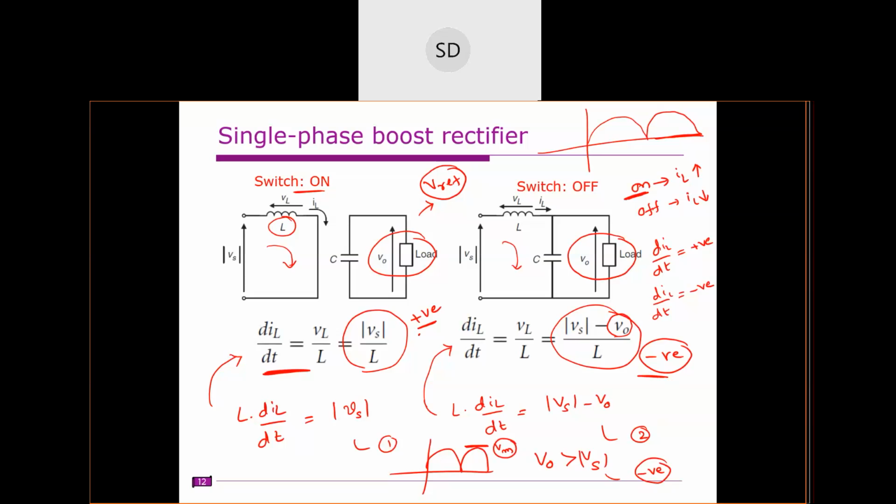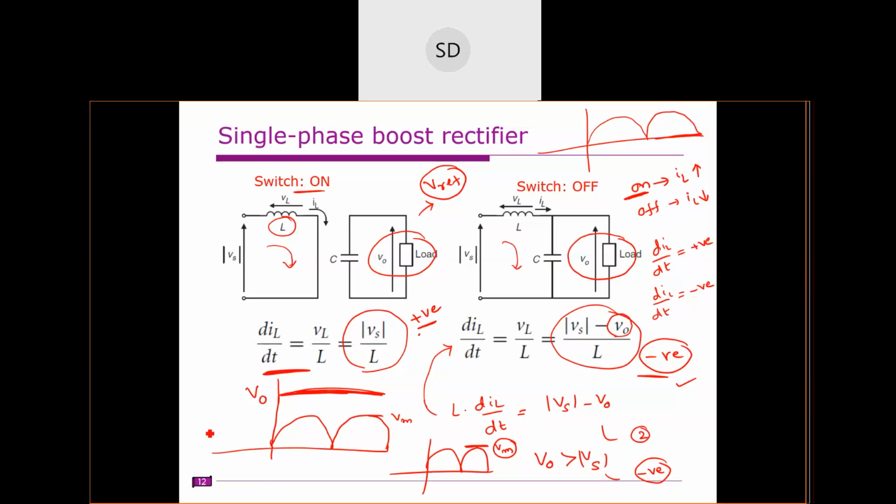So what we can conclude is something like this. If this is the rectified output voltage, it has some peak value, for example Vm. The reference you are giving must be greater than its peak value. So this is your Vo. Then only can you get a negative di/dt. Is it clear?